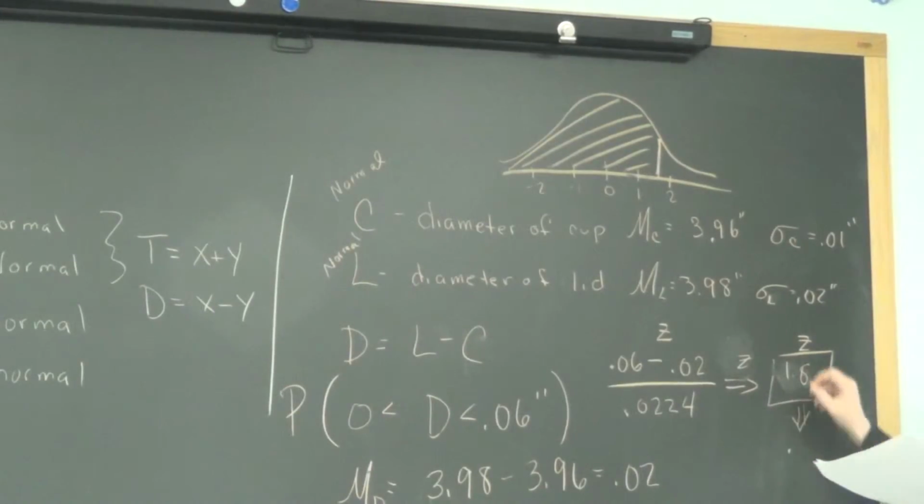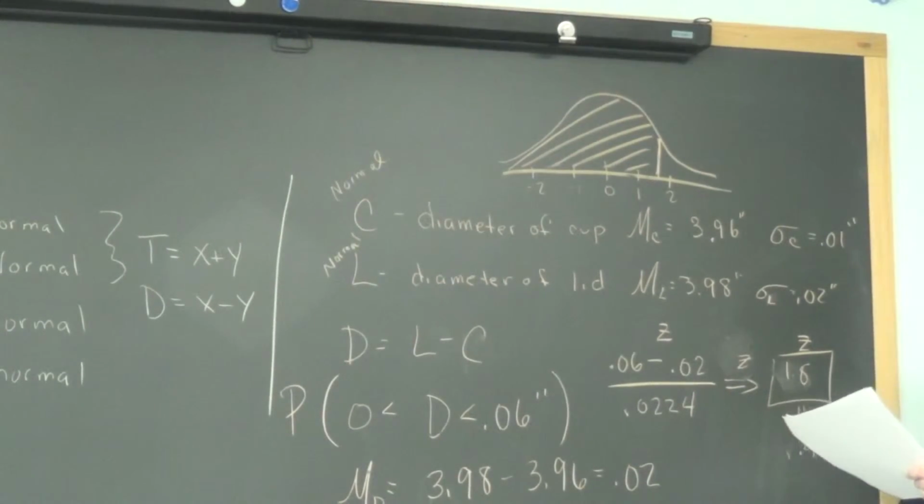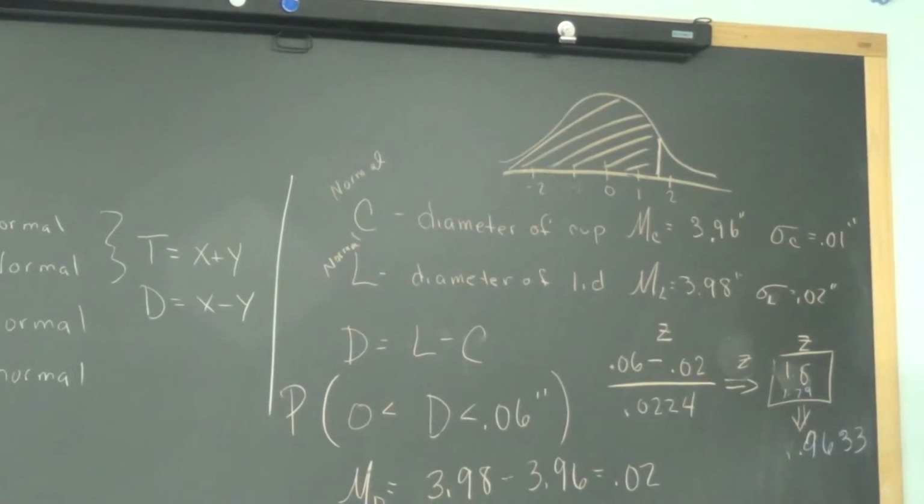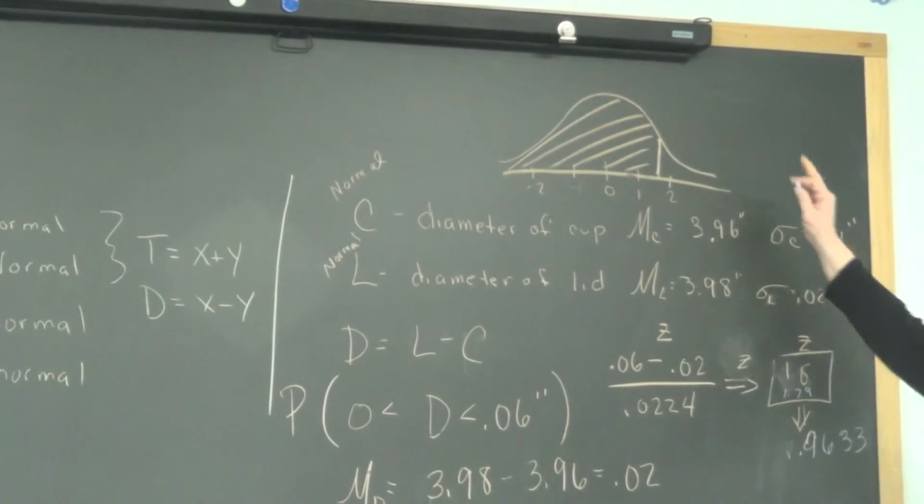What did you get when you looked it up? 0.9641, 0.9664? If it's just 1.8, alright. If we do 1.79, it would be 0.9633. Alright, I think 1.79. We'll take that. If you took 1.8, you're going to be very close to our answer. So that's the area that I striped.